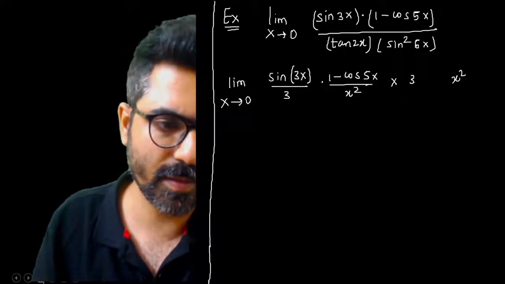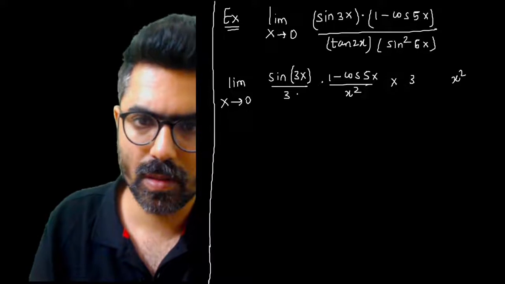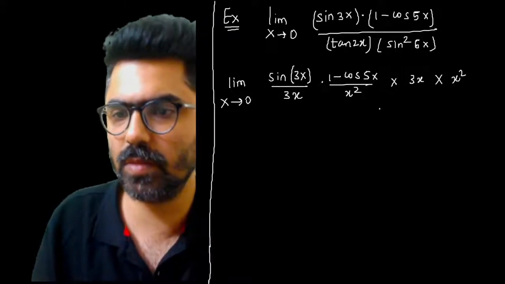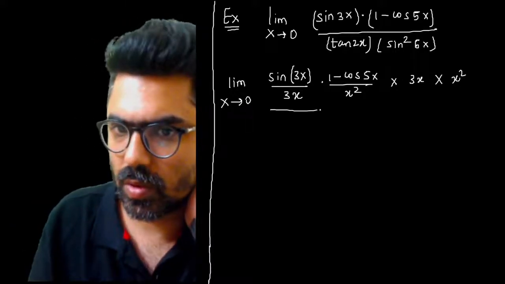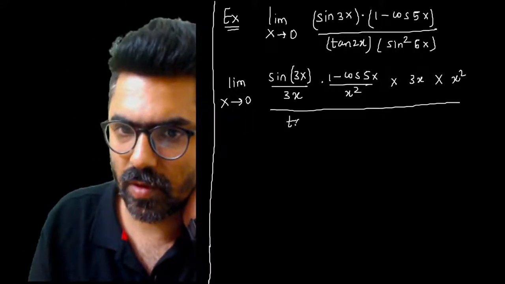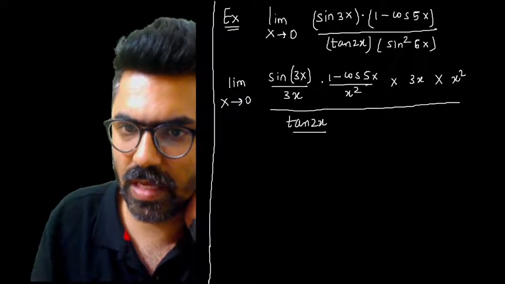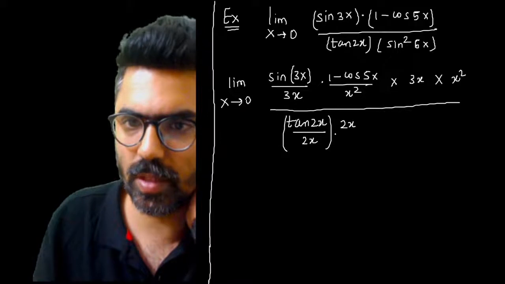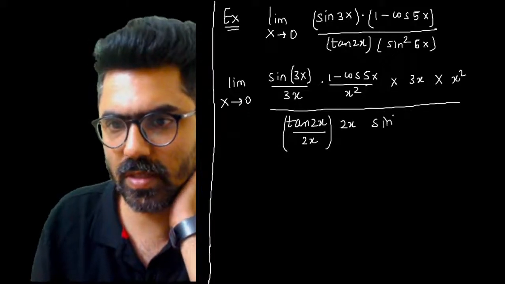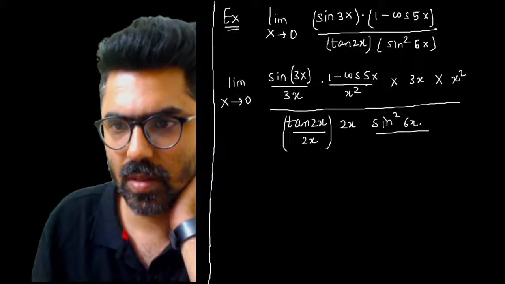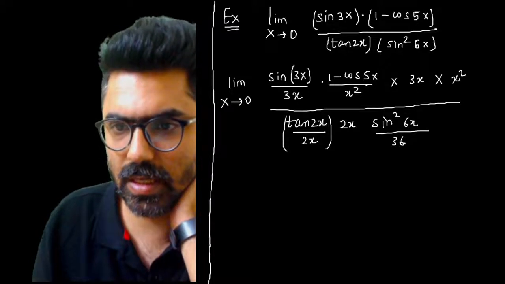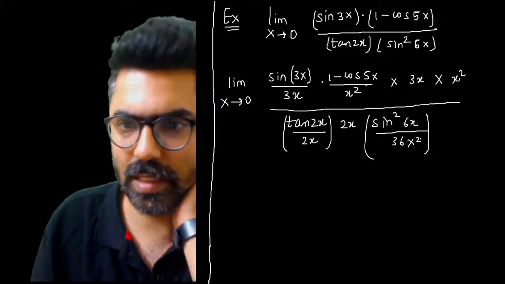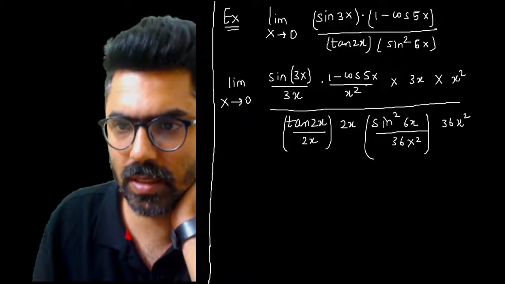Wait, let me write it again. This is 3x into x square, multiplication. This whole divided by, for tan 2x we'll do the same thing as we did for sin. So we'll adjust the 2x here. And for sin square 6x, the square of this part, that is 36x square, should be in the denominator, into 36x square.